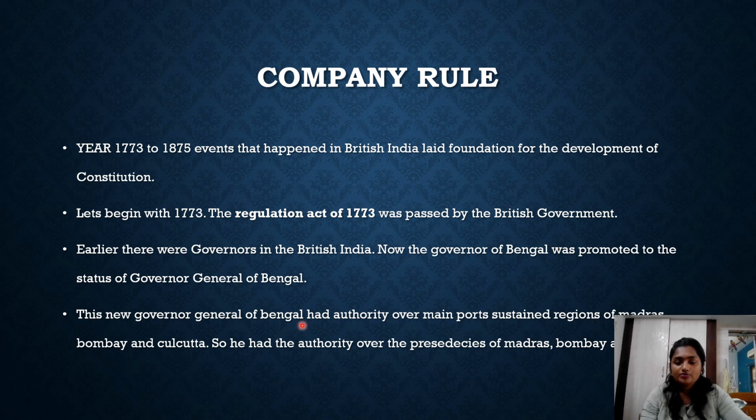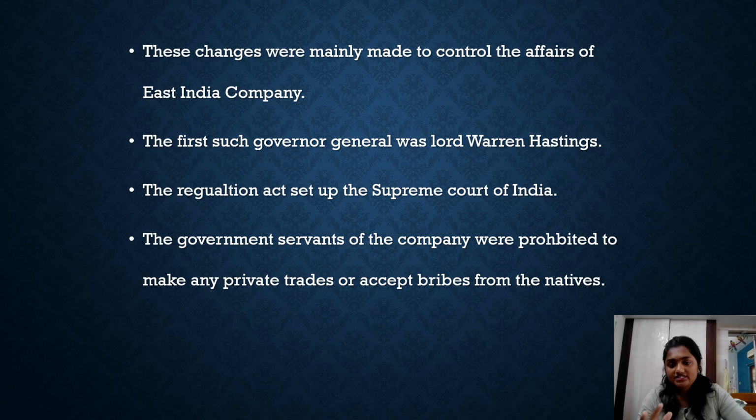These were very important ports. Madras, Bombay, and Calcutta were very important ports for the East India Company, from where all the sales were happening. They were exporting and importing products from these places. So all these presidencies were brought under his control. The first Regulation Act of 1773 was mainly made for controlling purposes. It wanted to control the affairs of the East India Company. They wanted to know what was coming in and what was going out of the country. So all the presidencies of these important ports were brought under the control of a single person.